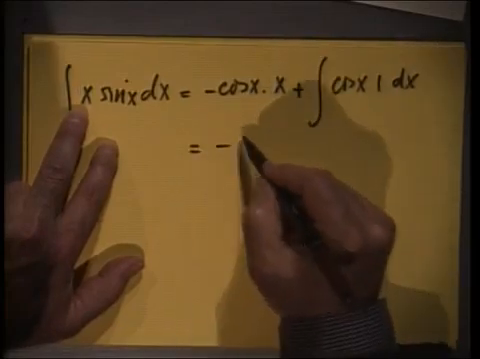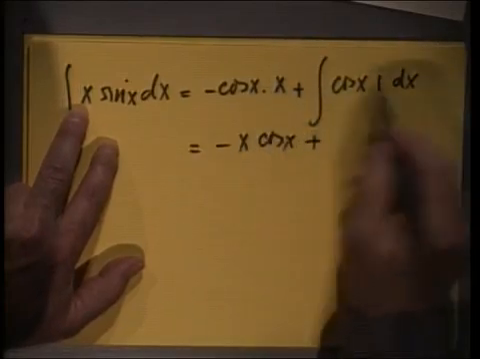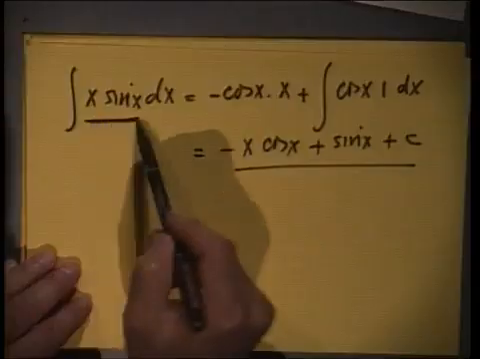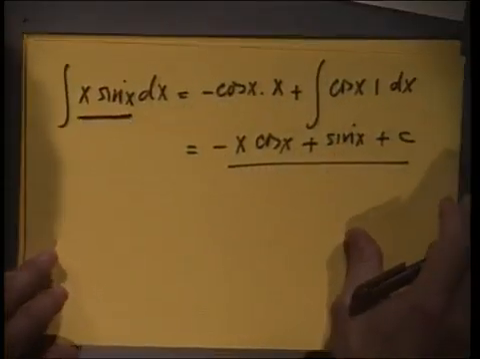So you end up with what? Minus x cosine x, plus the integral of cosine, which is sine x dx, plus c. And if you wish to check whether this is correct, all you have to do is differentiate it. If you differentiate it, you end up with x sine x.